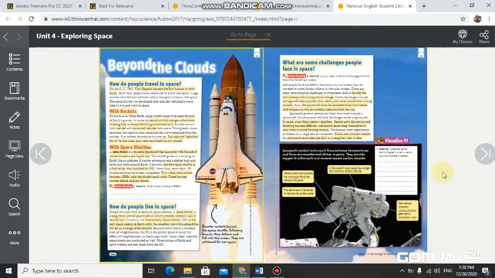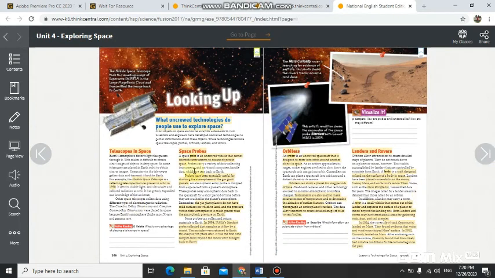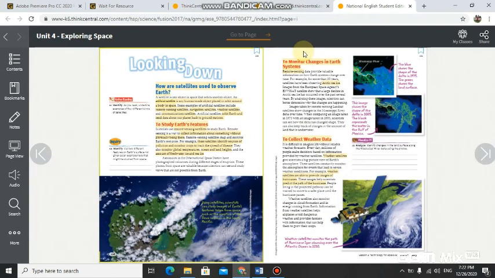Okay. As for the uncrewed technologies that people use to explore space, we have telescopes, space probes, orbiters, and landers and rovers. Landers and rovers are the parts that land on the planet to study it. So what distinguishes landers is that they land on a planet to study this planet.